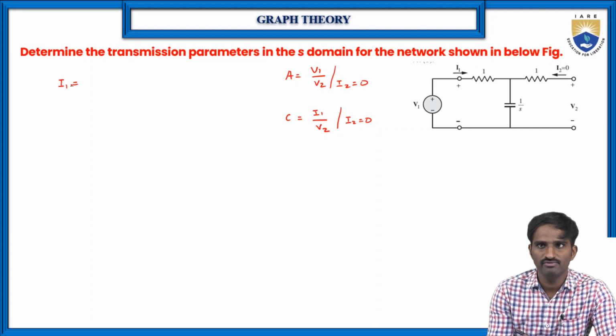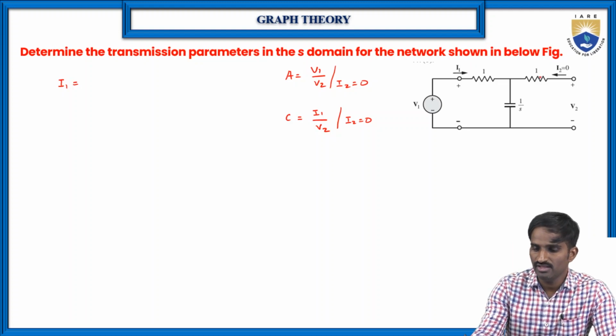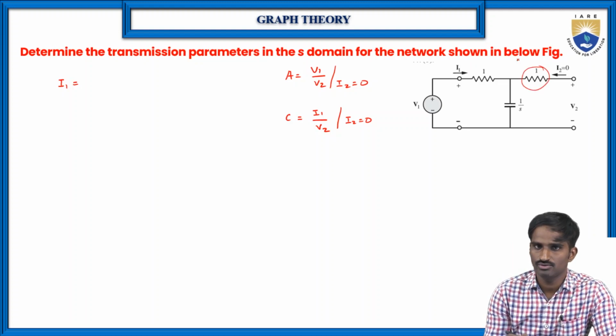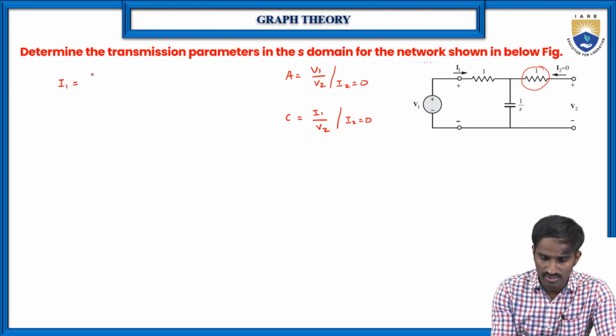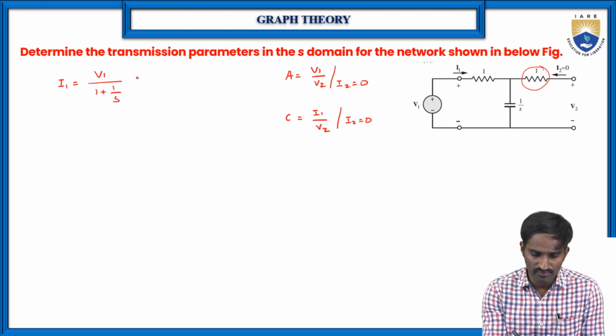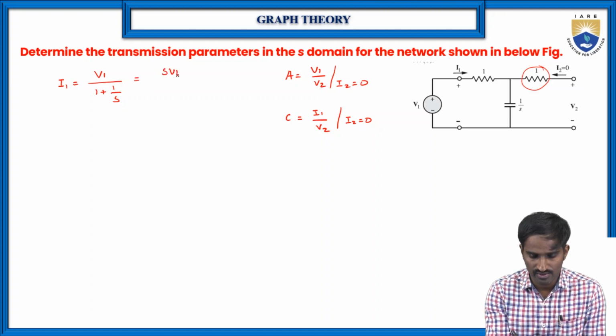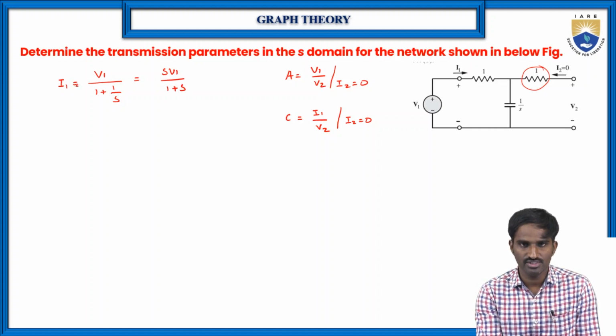So I1 is equal to V1 by R, or V1 by the total resistance of the circuit. Here this 1 ohm is connected to the open circuit, so we will neglect that one. So we are having only 1 and 1 by S, which are in series. Then I1 is equal to the total voltage V1 by 1 plus 1 by S, right? If you simplify this, you will get S into V1 by 1 plus S. This is I1, right? But this equation is in terms of I1 and V1, and we don't have any I1 and V1 terms.